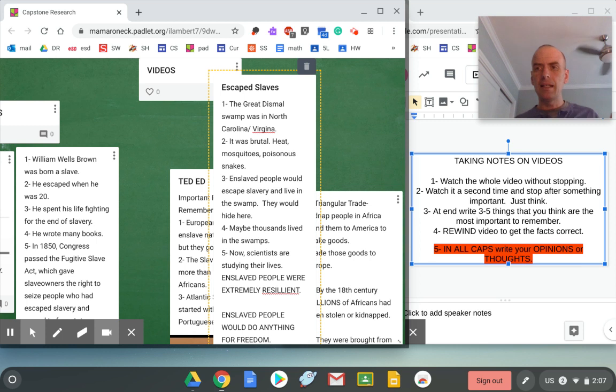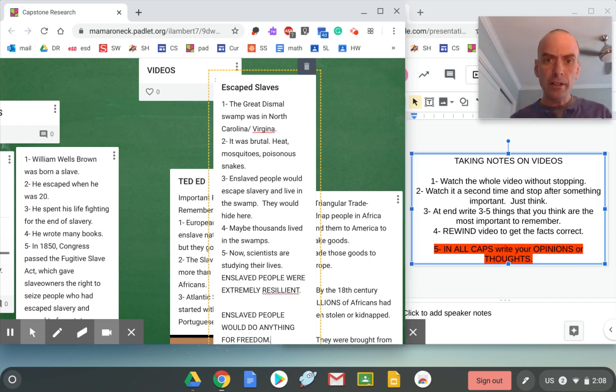And when you are reading, it's important to first get down facts, but then think about what these facts tell you. These facts tell me that these people were resilient. These facts tell me that these people would do anything for their freedom, right? So that's what I want you to start doing. Whether it's a video or an article, you put down your facts and then you say what those facts are making you think. And that's when you're really cooking. That's when you're really researching, okay?